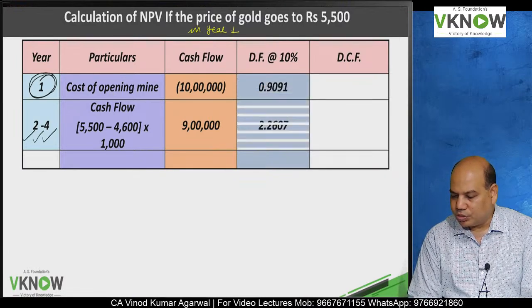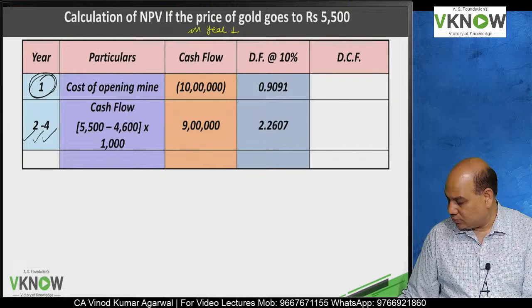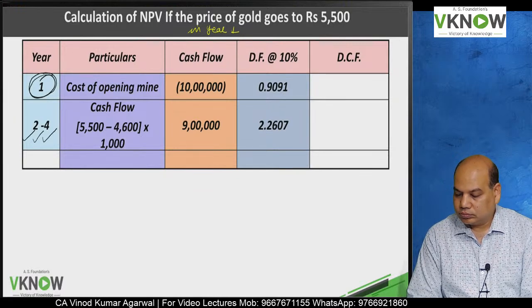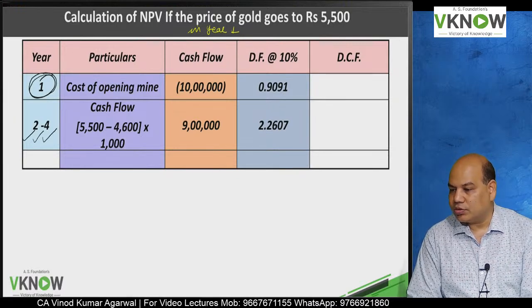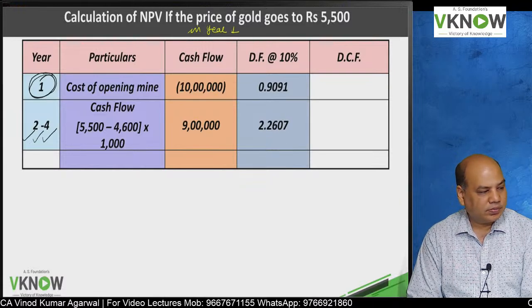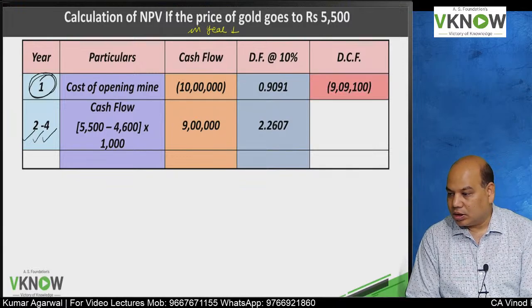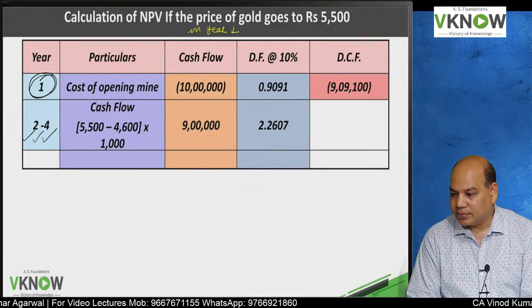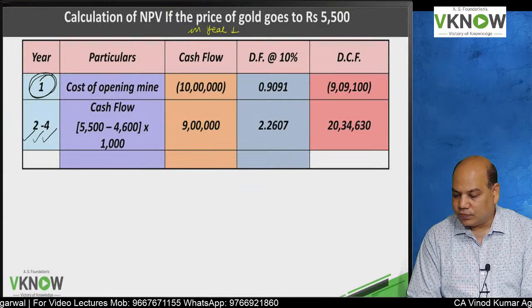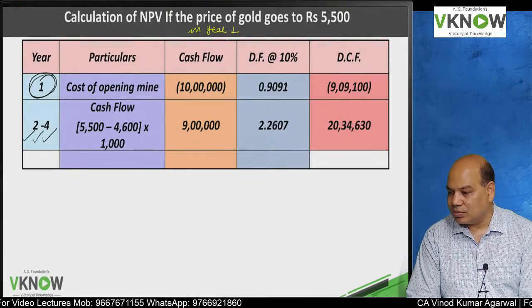And then you compute the present value. 0.9091, 2.2607 is the factor. Multiply please. 9,09,100. 2 to 4, multiply please. 20 lakh 34,630. Very good.